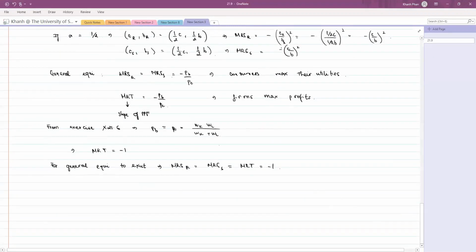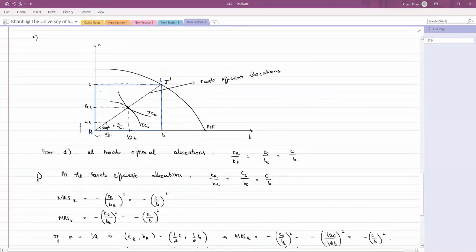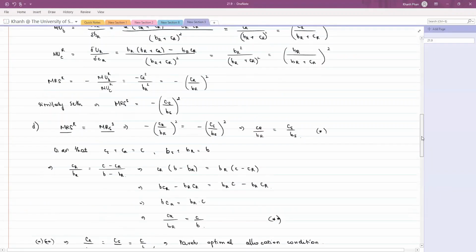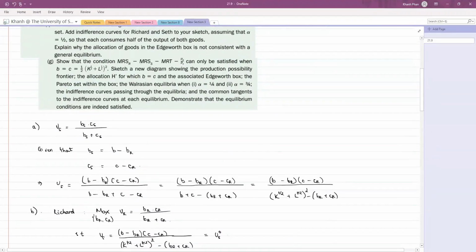Okay, so we know that the marginal rate of substitution for these two consumers is equal to -C over B squared, and it has to be equal to -1. The negative signs cancel out, so C over B squared has to be equal to 1, so C over B has to be equal to 1, so C has to be equal to B. All right, so unless C is equal to B, we do not have the general equilibrium. So for any production where C is different from B, the general equilibrium does not exist.